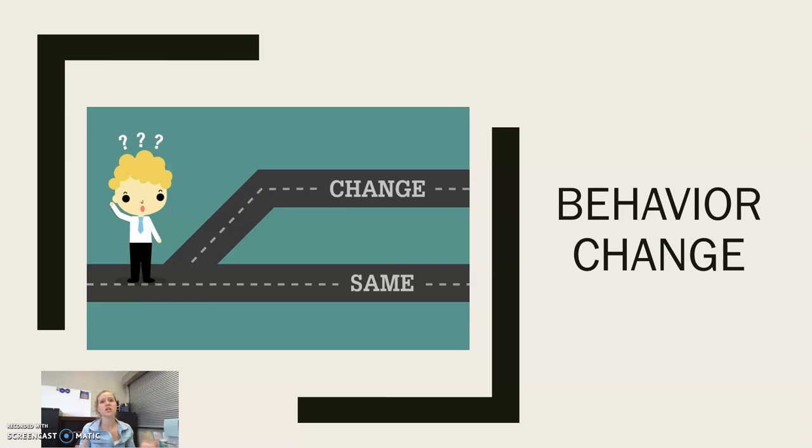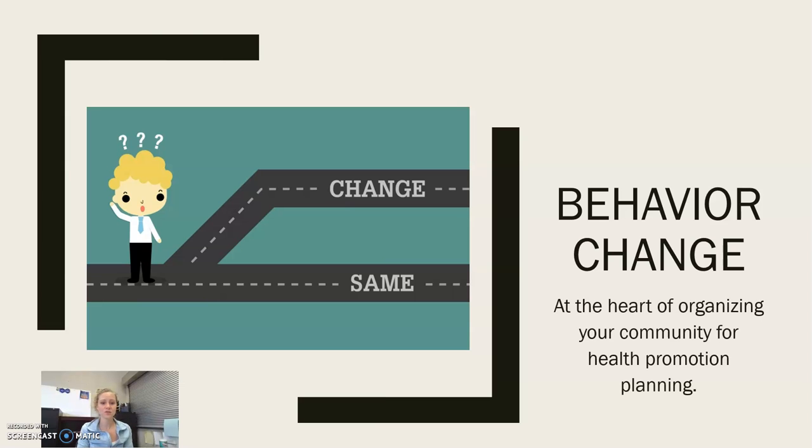So when you think about changing a community, you have to have a lot of support built in to help people permanently change their behavior, a lot of structure. And in a community, you're thinking about laws, regulations, culture, support of their peers, right? So really at the heart of organizing any type of community for health promotion change and planning, you have to consider what behavior they're changing.